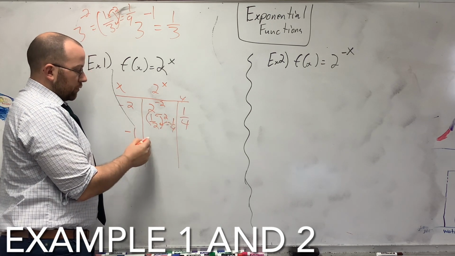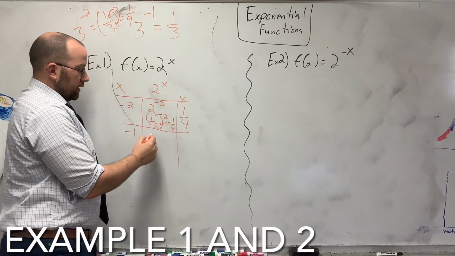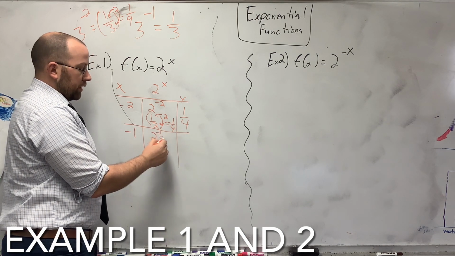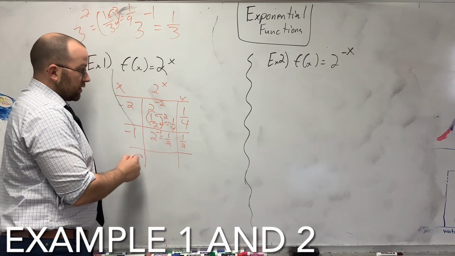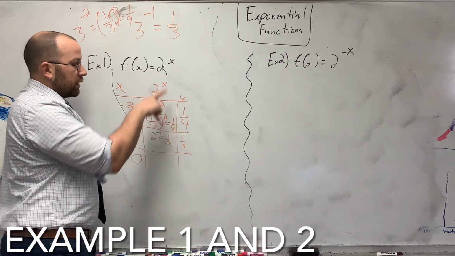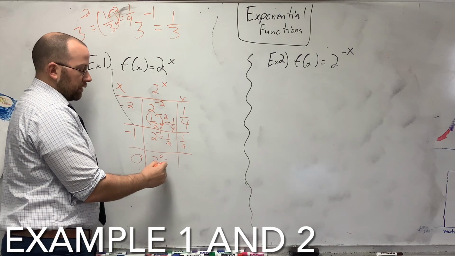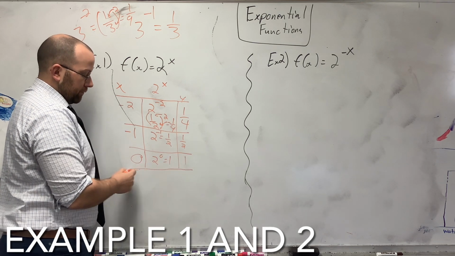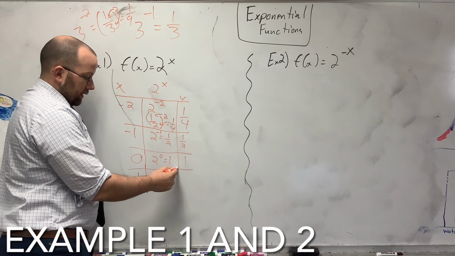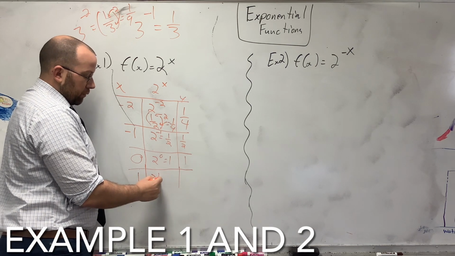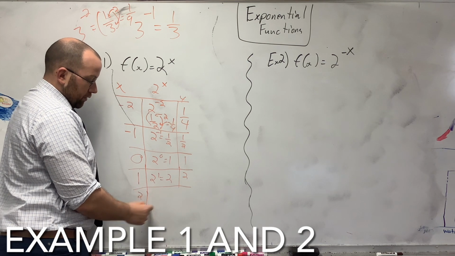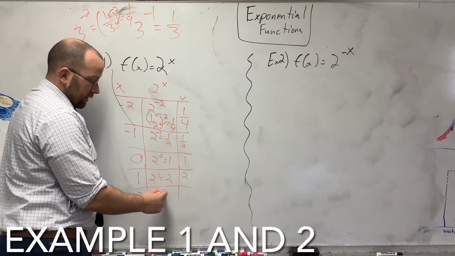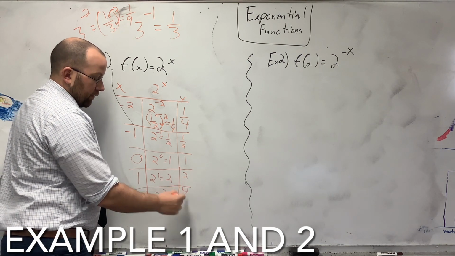So now I square the top and square the bottom, and I get 1/4. Now I do -1. So 2 raised to the -1 gives me 1/2. For 0, anything raised to the 0 power is always 1. 2 raised to the 1 is just 2. And then 2 raised to the 2 is 4.